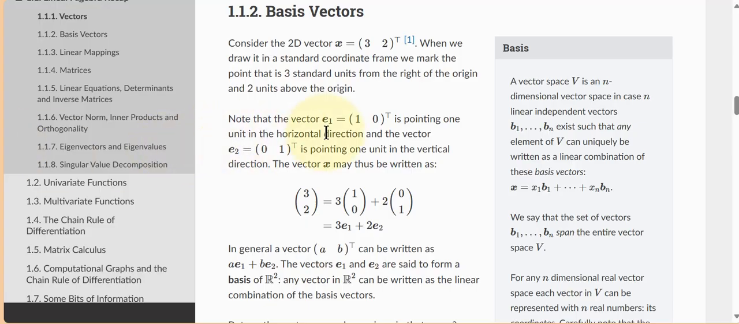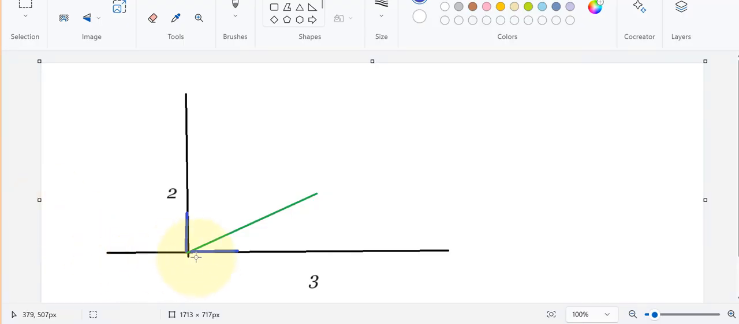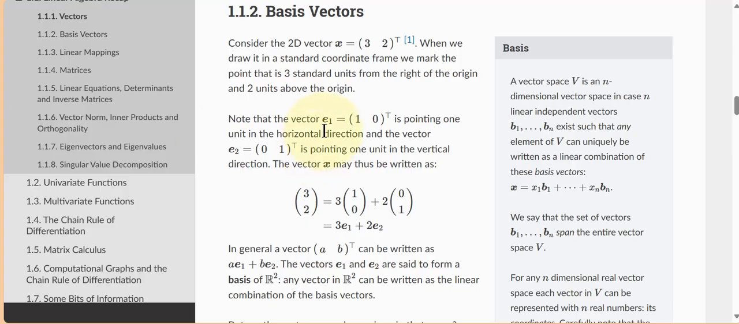Then they say, look at this vector, 1, 0, and look at this vector, 0, 1. And of course we know what that means. So here's 1, 0, and here's 0, 1. And those are called basis vectors. In physics we call them i and j. But here they're going to call them e1 and e2. So we can call them i and j, or we can call them e1 and e2.